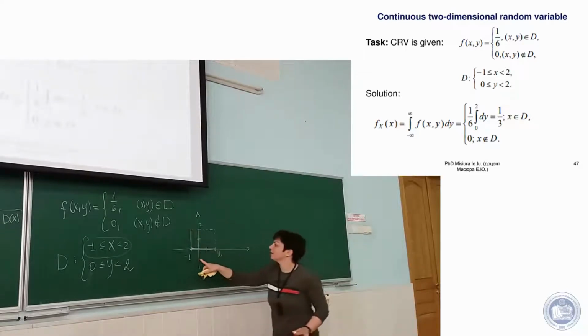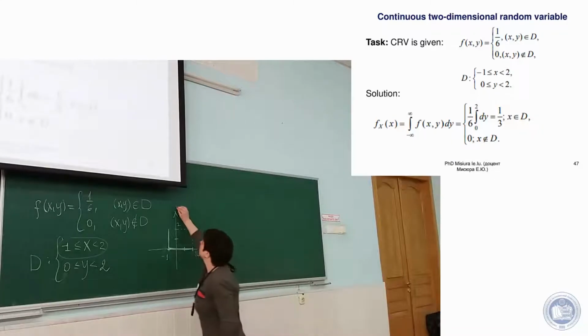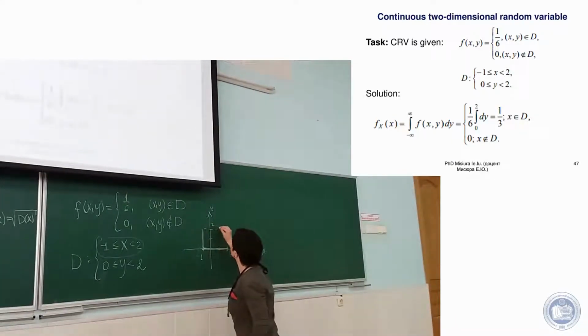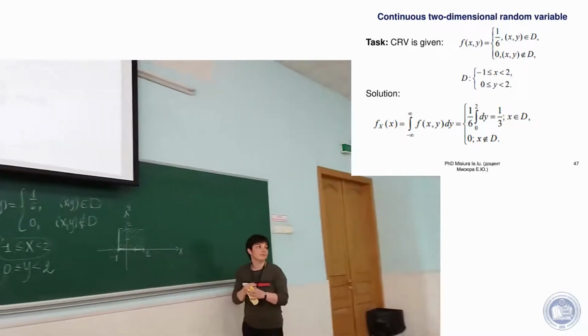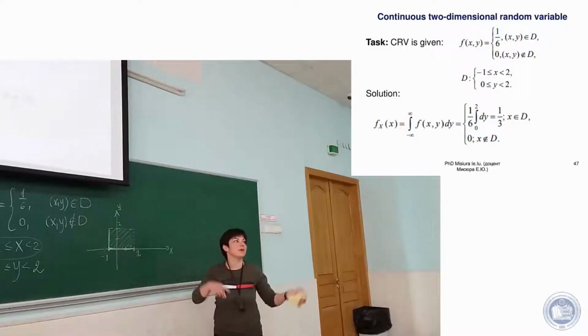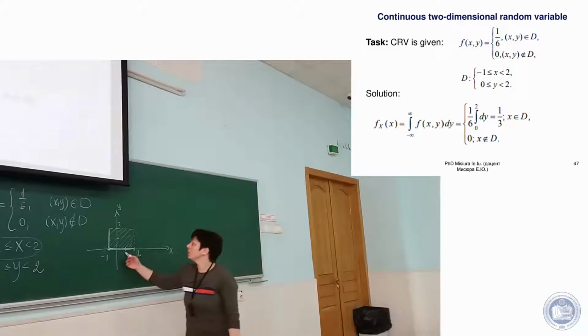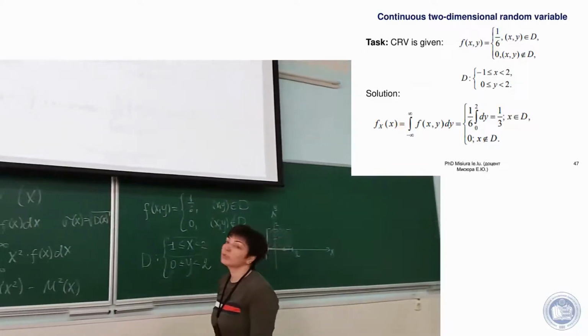Okay, x is changed from -1 to 2. It will be x. It's y. And we have this domain. What is it? Is it square or rectangle? Yes, it will be rectangle. Okay. Now, students, you need to find functions.